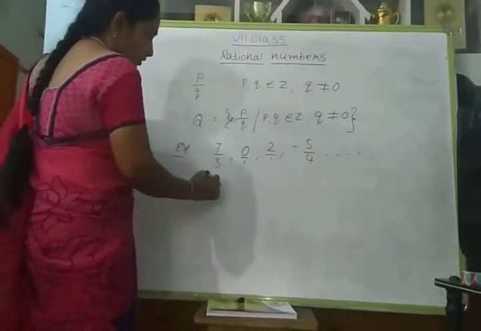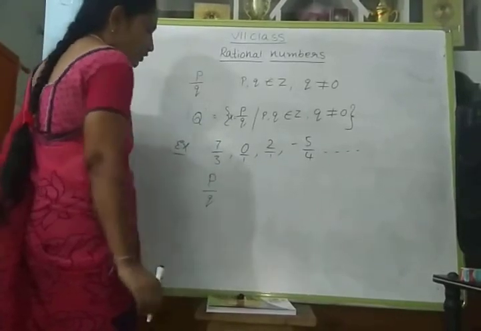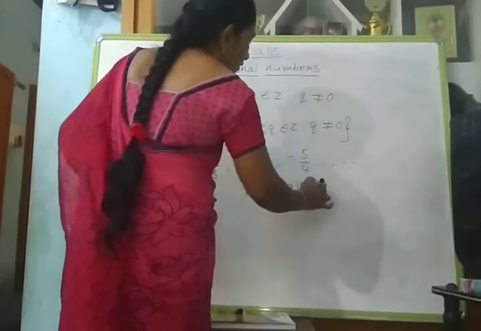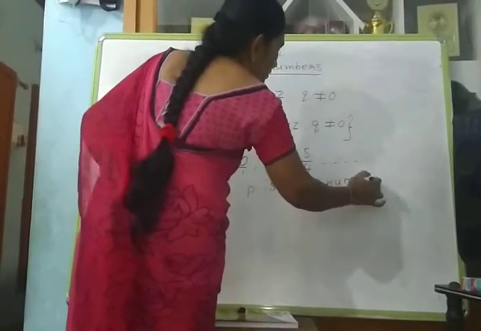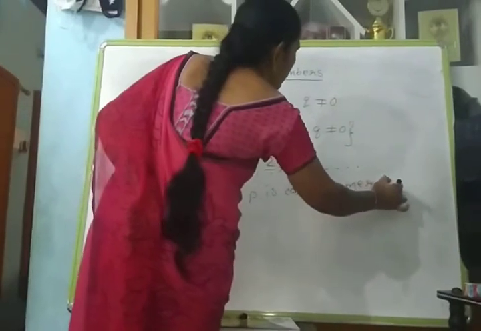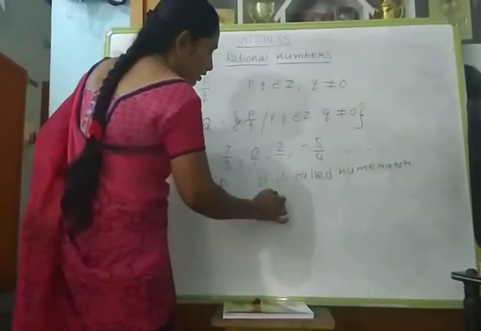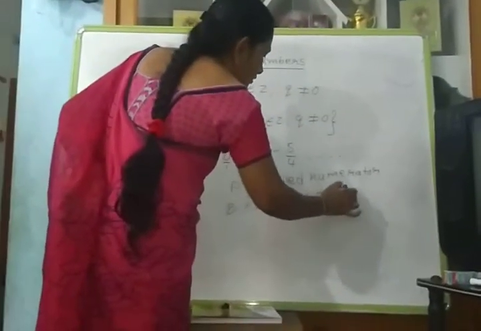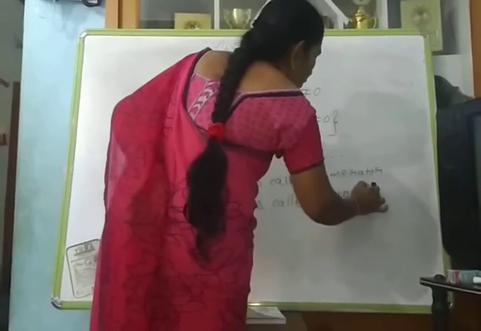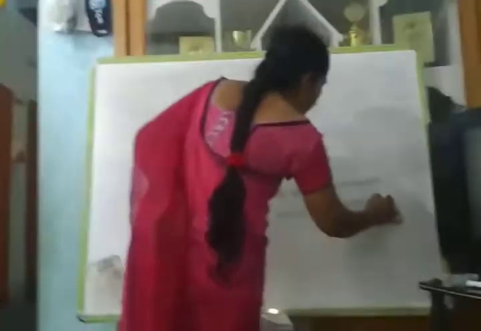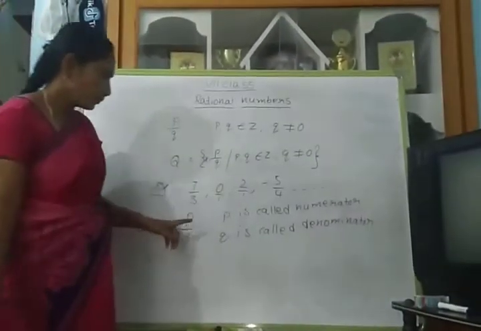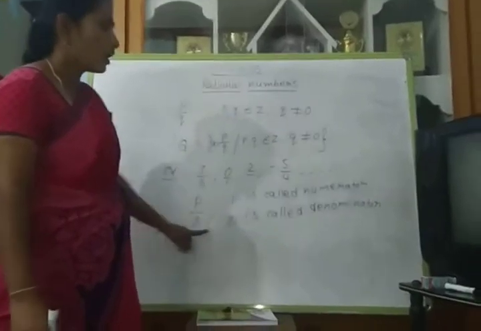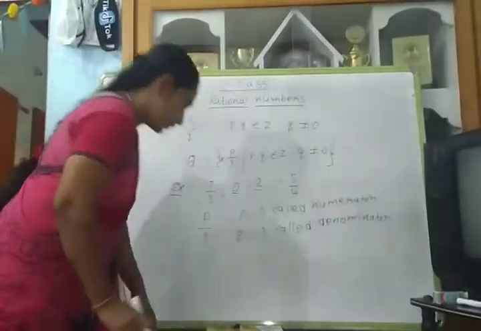If p by q is a rational number, in this p is called what? P is called the numerator and q is called the denominator. So here p by q is a rational number. In this p is called numerator and q is called denominator.